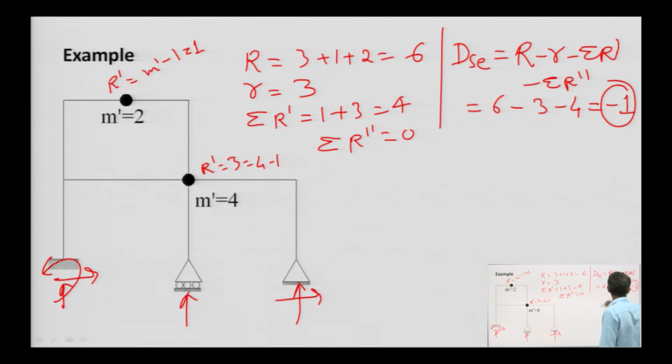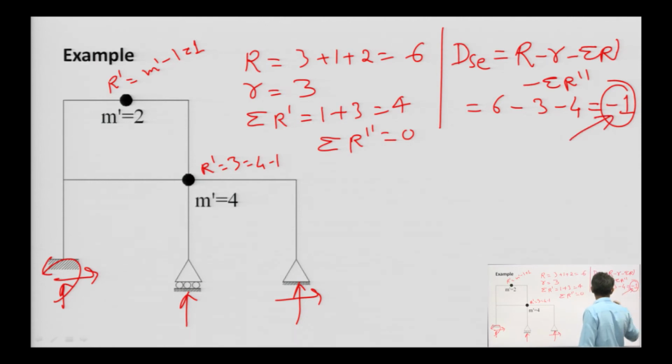If it is minus, then our structure needs to be restrained more, otherwise it is going to deflect in an undesirable condition. So, this is not a stable structure.